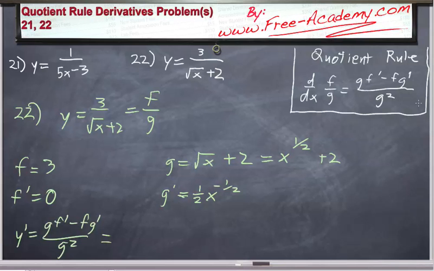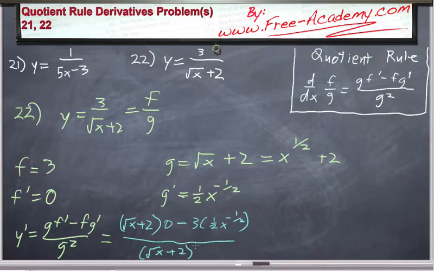So now, once we have these different pieces, it's just a matter of plugging and chugging. G is equal to square root of x plus 2. This is times f prime, which is equal to 0. So this is minus f, which is 3, times g prime, which is 1/2 x to the negative 1/2, all divided by g squared, which is square root of x plus 2 squared.